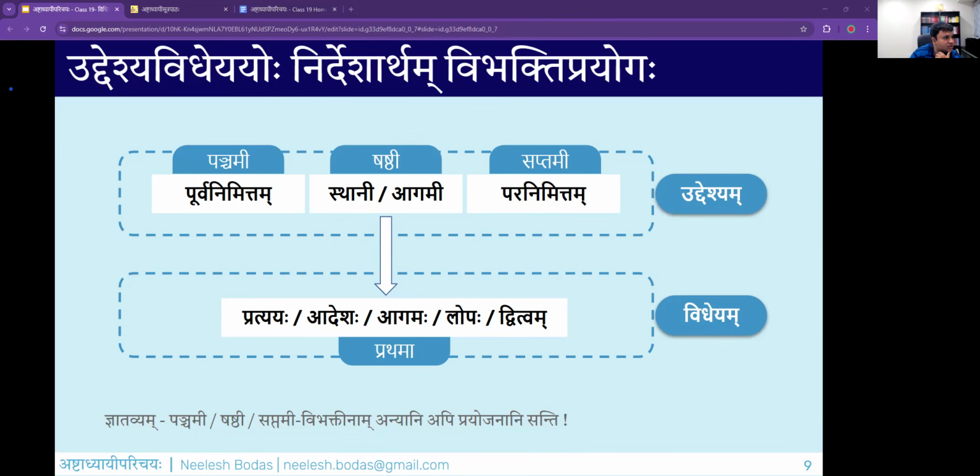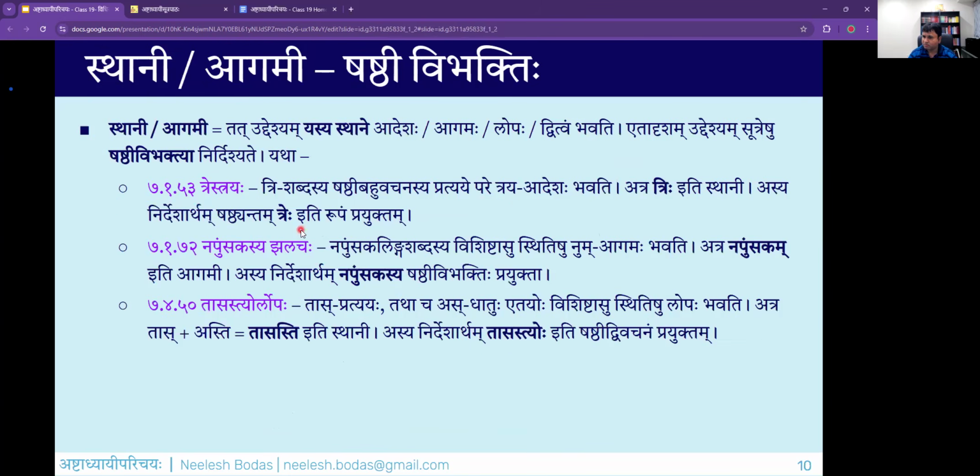There is another question over here. Can there be multiple sthanis too, like there can be multiple purvanimittam and paranimittam? Obviously. Like tasastyoho lopaha. So tas pratyaya and asti dhatu, etayoho lopaha bhavati. So you can have multiple sthanis, multiple purvanimittas, multiple paranimittas, and so on. All possible cases are there. Any further questions?